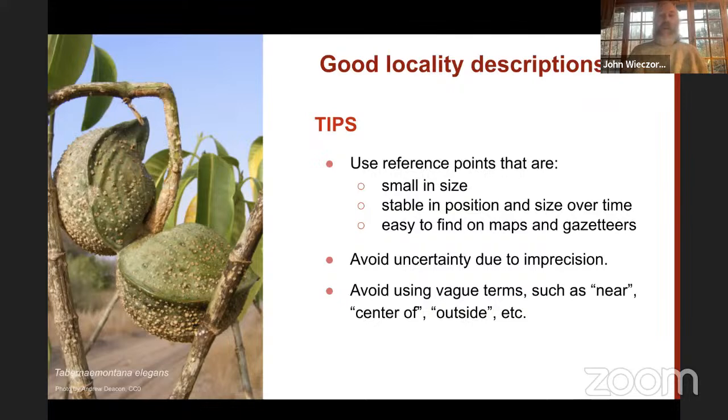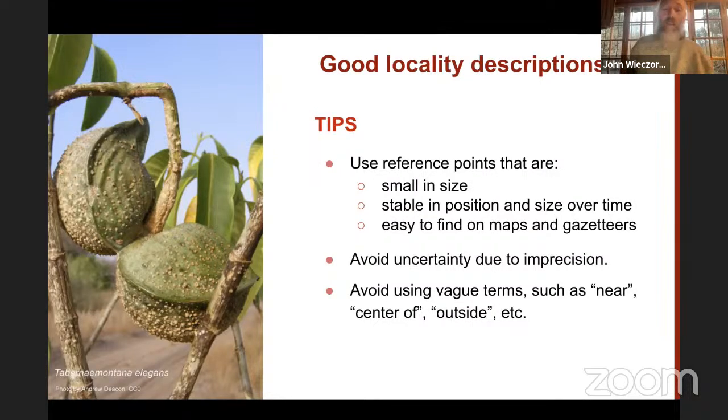The second tip is that we want to avoid unnecessary uncertainties by being imprecise. So if we're going to describe a place with respect to a distance from a very specific place, we want our distance not to be vague. We want it to use as much precision as we possibly can.